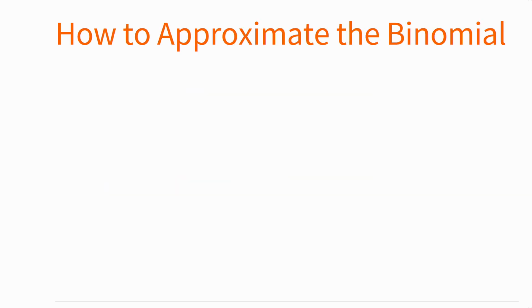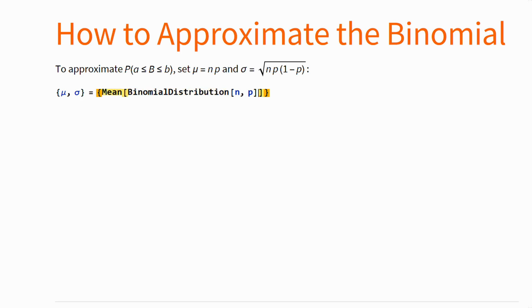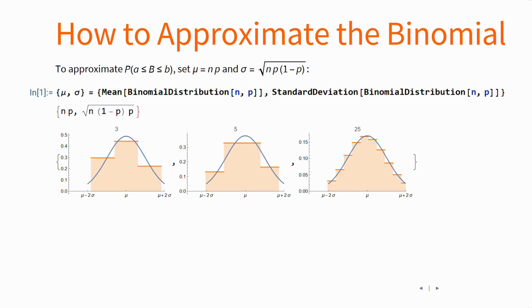Practically, how can you apply this approximation? Assuming your binomial distribution is well defined, how can you approximate it? Well, the first step would be, of course, to set the mean to np and the standard deviation to the root of the binomial variance. Now, for the probability, you'll need to adjust the bounds.